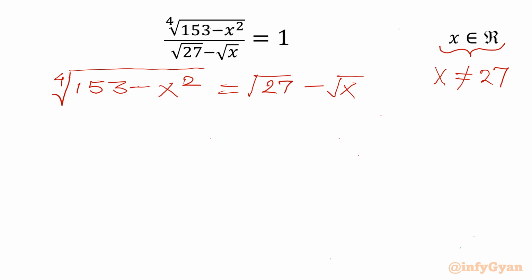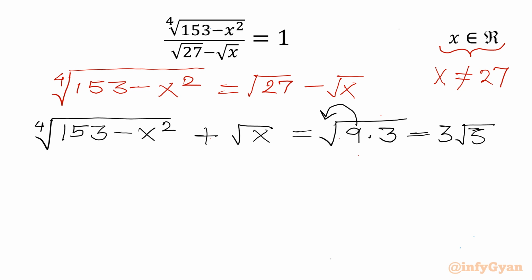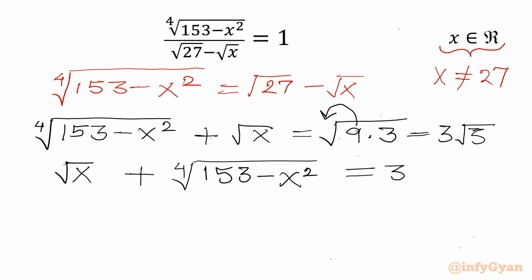Now let's add root x to both sides. So I will be writing 4th root of 153 minus x square plus root x equal to square root of 27, we can write 9 times 3. So this 9 will come out as 3. So I can write 3 root 3. So our equation is square root x plus 4th root of 153 minus x square equal to 3 root 3. Now I will use substitution.